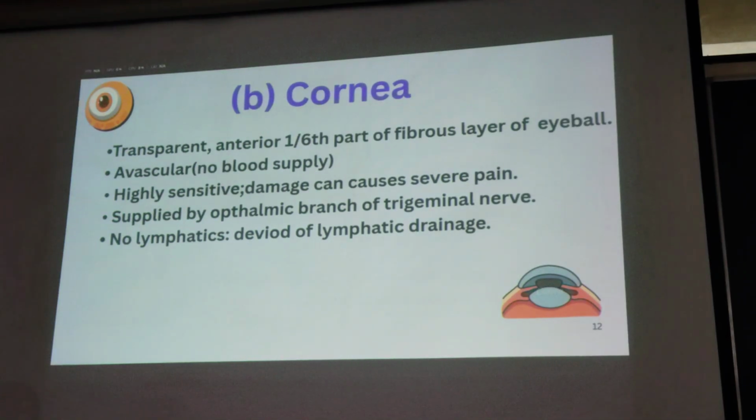Now let's talk about cornea. Cornea is the transparent anterior 1/6 part of the fibrous layer of the eyeball. It is avascular, that is, there is no blood supply present in it. It is highly sensitive. Damage can cause severe pain. It is supplied by the ophthalmic branch of the trigeminal nerve. There is no lymphatic system present in it, which provides immune response, which is responsible for low graft rejection.